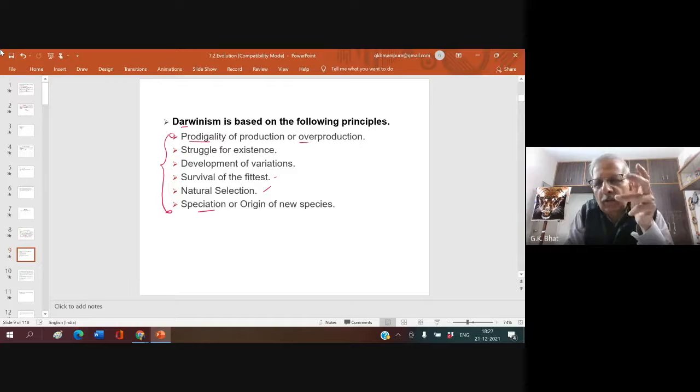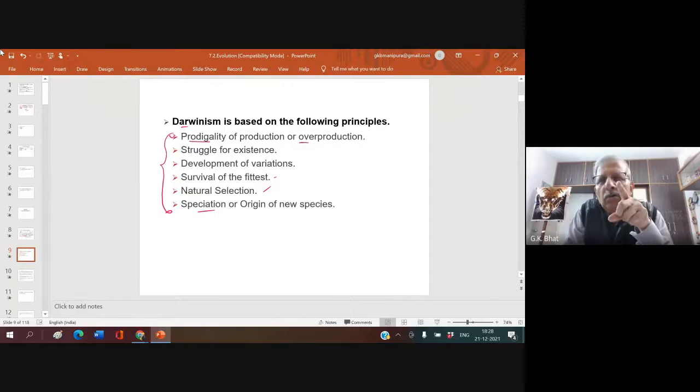So, there will be struggle of three types: struggle within members of the same species, struggle between members of different species, interspecific competition, and struggle between the organism and the nature, with the environment, extra-specific competition. In this competition, the one which shows a favorable variation survives. The one which does not show the favorable variation perishes.